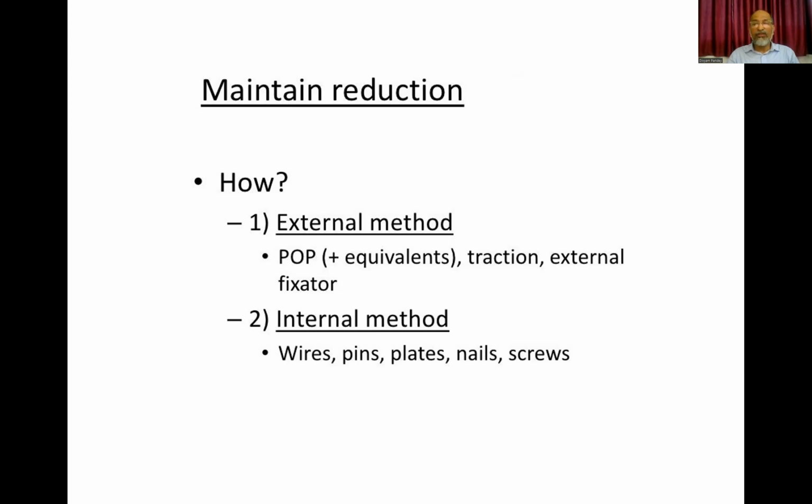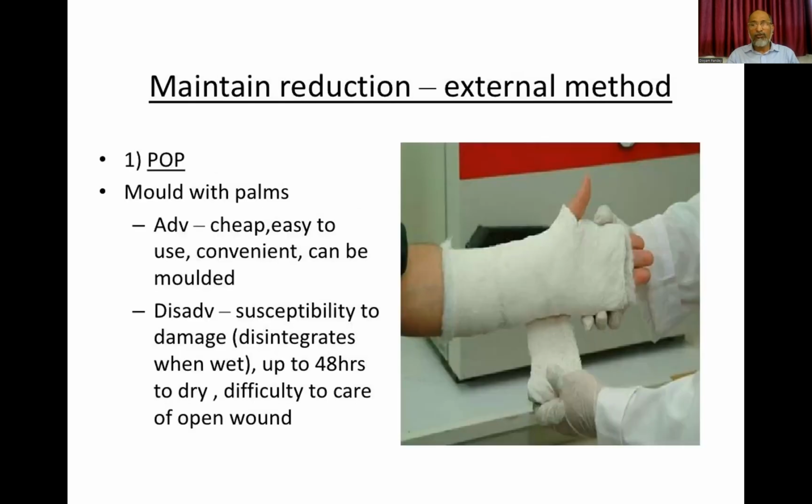So external fixator, plaster of Paris, and traction, through skin traction or skeletal traction, can be used to maintain the reduction. And some internal methods are there, and they are the K-wires, percutaneous pinning, and the plates, nails and screws. They all hold the fragments together in an aligned position and can maintain the reduction.